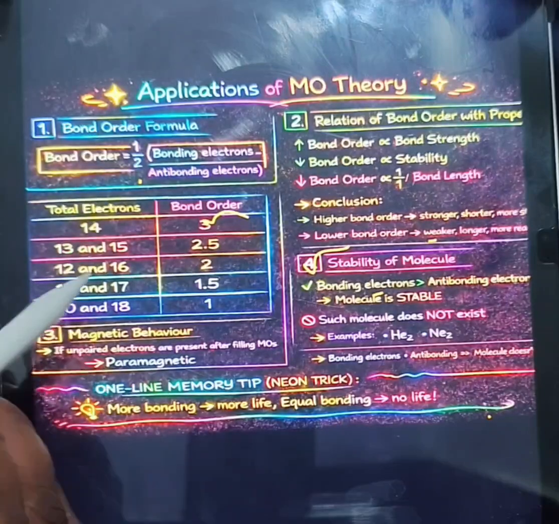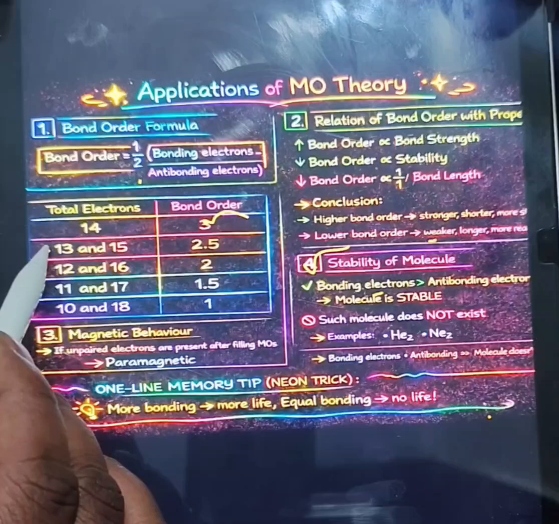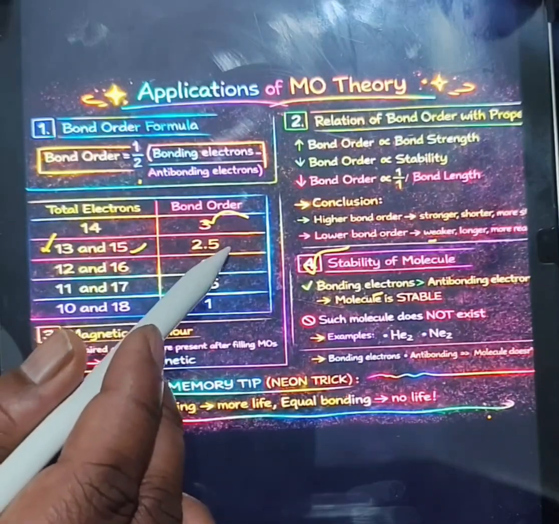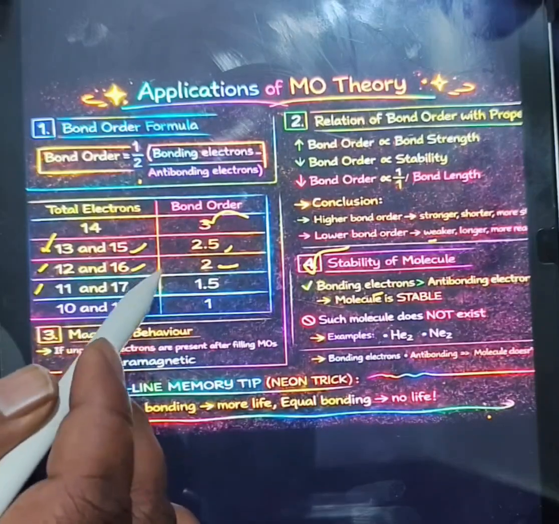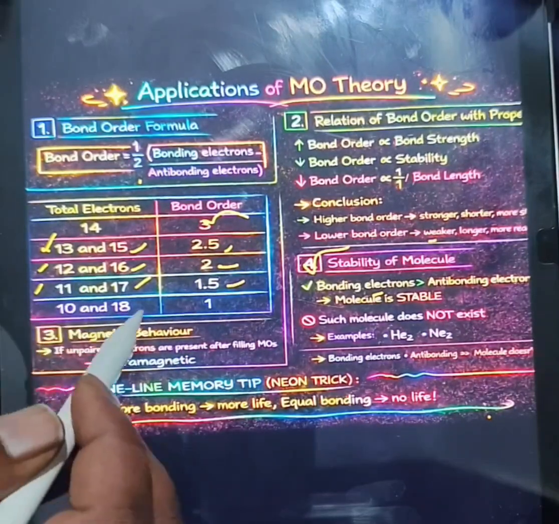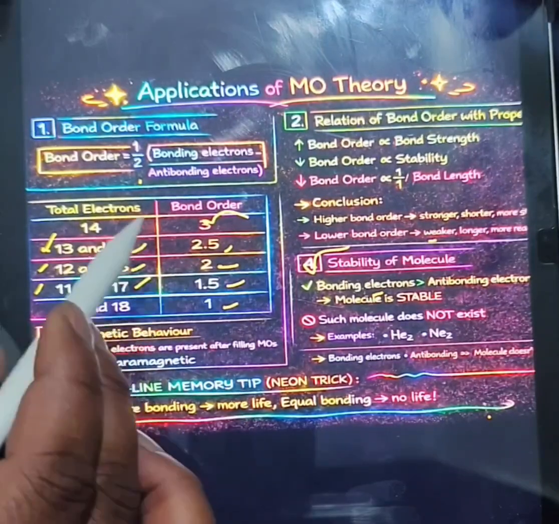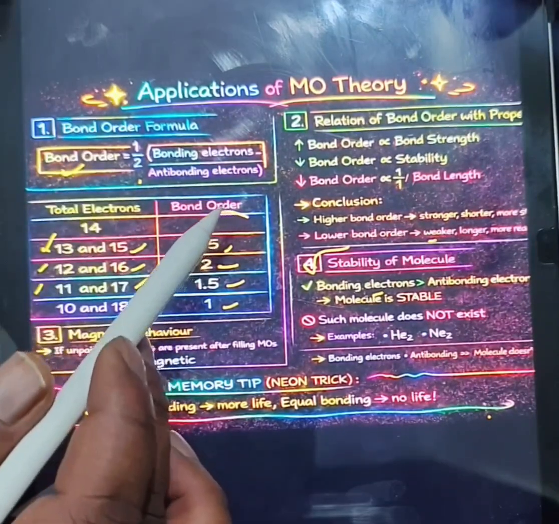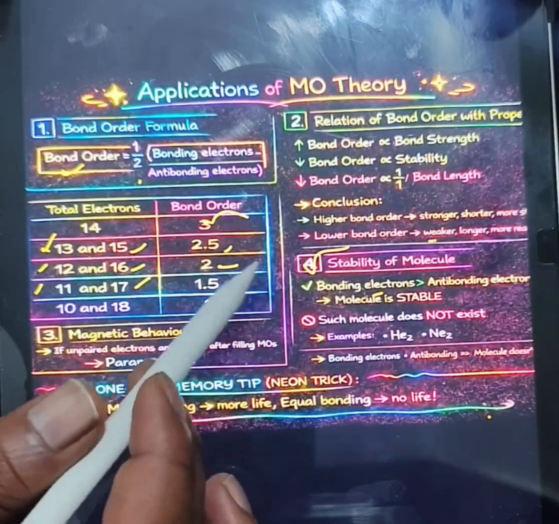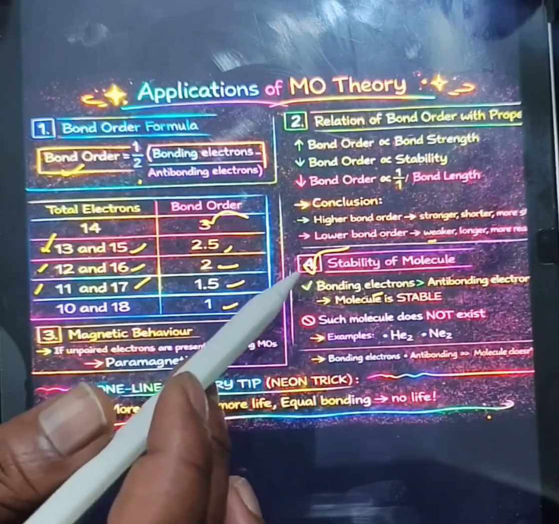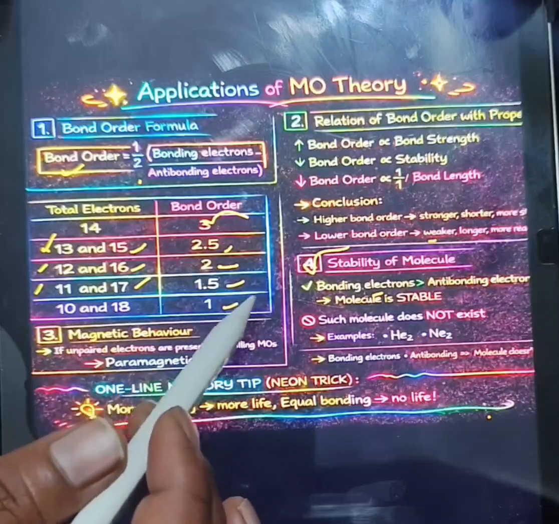Like N2 molecule, an example for that: N2 means N plus N, 7 plus 7, 14 electrons. Similarly, for 13 and 15 electrons, bond order is 2.5; for 12 and 16 electrons, bond order is 2; for 11 and 17 electrons, bond order 1.5; and for 10 and 18 electrons, bond order is 1. Suppose the number is less than 10 or more than 18, then we can use the formula to find the bond order. And along with that, suppose a molecule has resonating structures, then the bond length and bond order keep on changing. So for that we can use the resonating structure formula to find bond order of those molecules or ions.